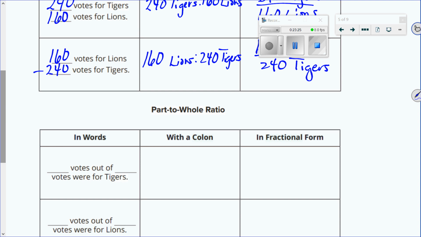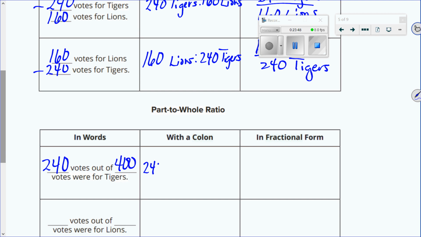We've written it twice. 240 out of 400. I just add those numbers up. Votes were for the tigers. Now that I have it written in words, turning it into a ratio should be a no-brainer. It's literally just like it's written.